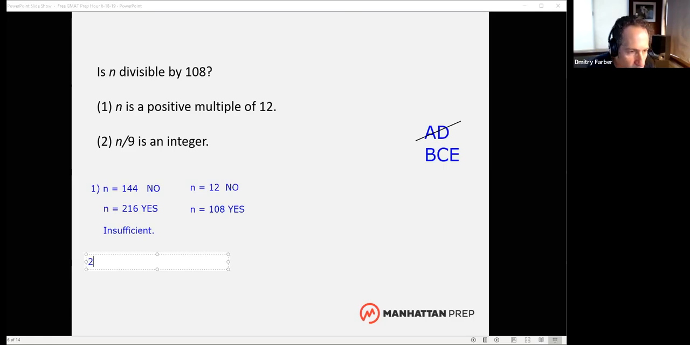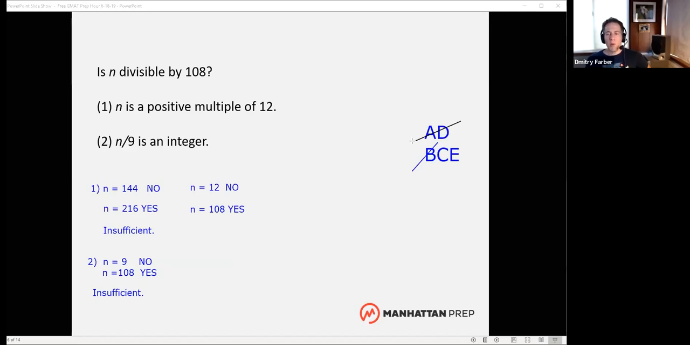But if I go to statement 2, I could say, all right, well, n could be 9, and that would give me a no, or n could be 108. So don't feel too much need to be super clever and creative with your numbers. As long as you can get a no and a yes, that's all we care about. This is insufficient. So ideally, we'd be pretty quick to do that and get down to 2 choices, C or E. Okay, any questions about what we have so far?